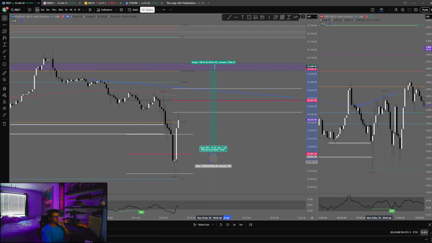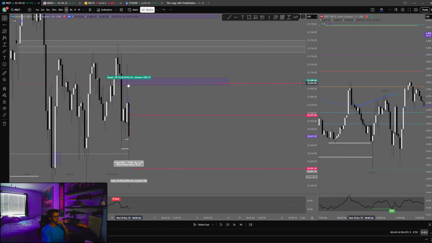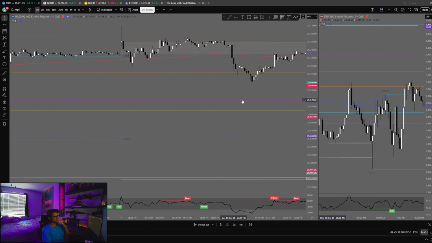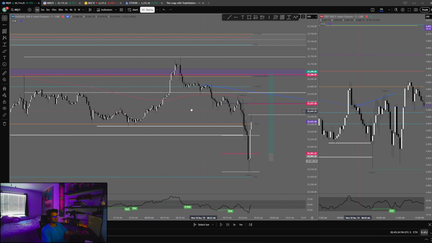My original target when I saw this was this 1 hour, pretty sure it was a 1 hour fair value gap. Yeah, this 1 hour fair value gap right here. Because off of this 1 hour, we formed a rejection block. So I was expecting price to respect this rejection block and come up into it. So that was my original trade idea for this execution.